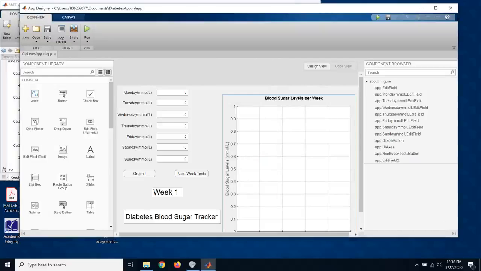I am Mohammed Miraj. I am the lead coder slash designer for our diabetes blood sugar tracker application. We are group number 4. And the members in our group are me, Mohammed Miraj, Aiden Rodriguez, and Mohammed Hami. So basically, our application is a diabetes blood sugar tracker application, as I said before.